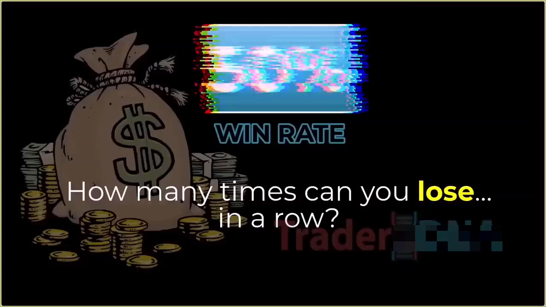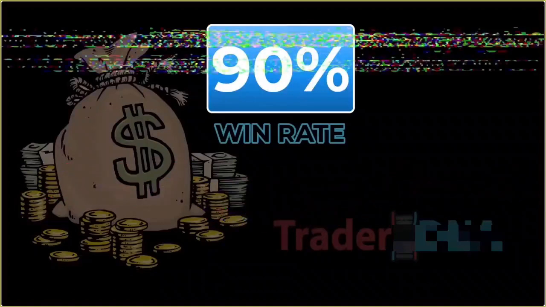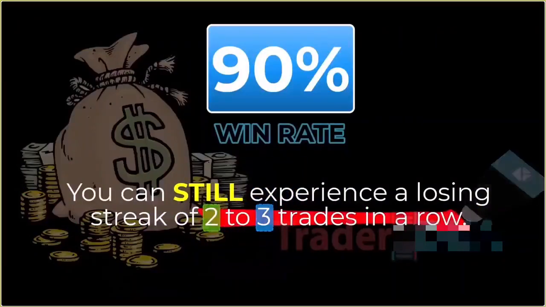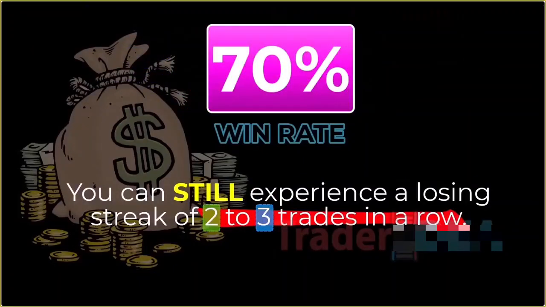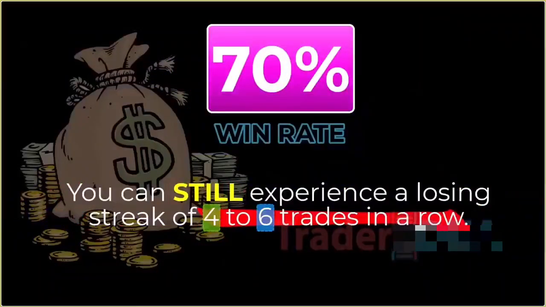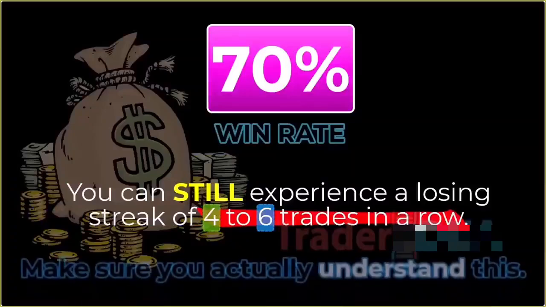Even if your strategy has a 90% win rate, you can still experience a losing streak of 2 to 3 trades in a row. Yes, even with that insanely high accuracy. Now let's bring it down. If your win rate is around 70%, your losing streak can easily stretch to 4, even 6 losses in a row. Now pause. Make sure you actually understand this.